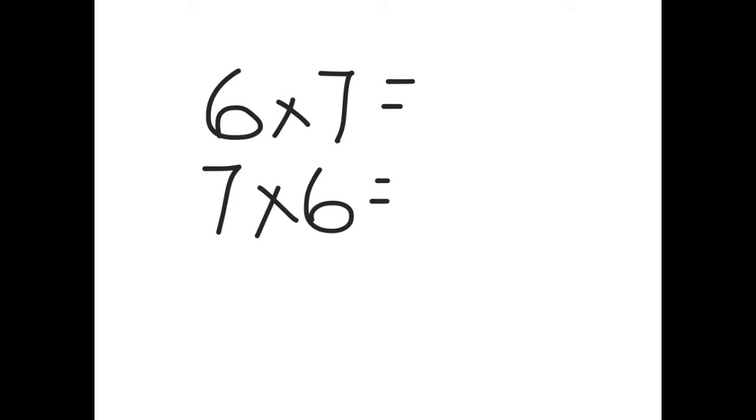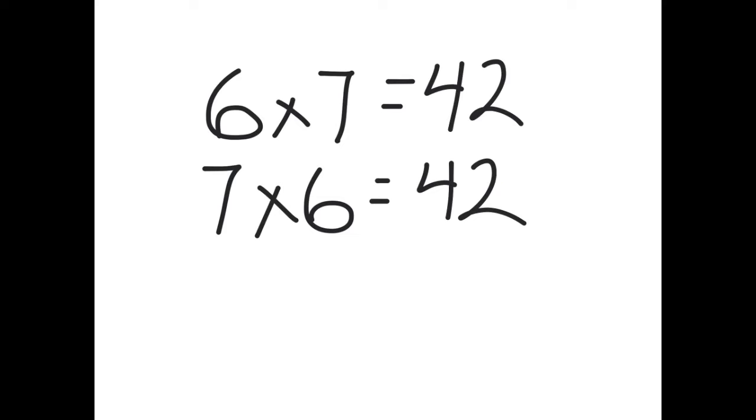Fifth graders, today we're going to talk about cross canceling. But before we get to that, I want to talk to you about the commutative property of multiplication. The commutative property of multiplication says that if I have two numbers and I need to multiply them together, it doesn't matter what order I multiply them in, I'm going to get the same product. So in this case, you can see the problem 6 times 7. We know the product is 42, and the product for 7 times 6 is 42.